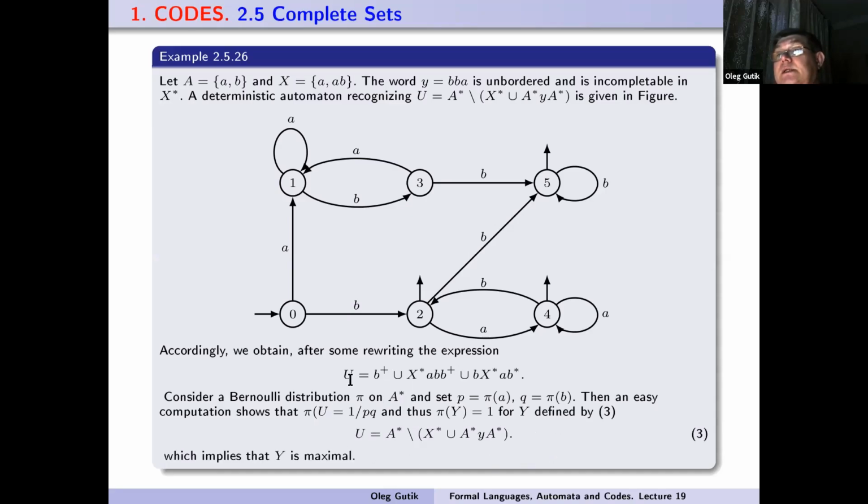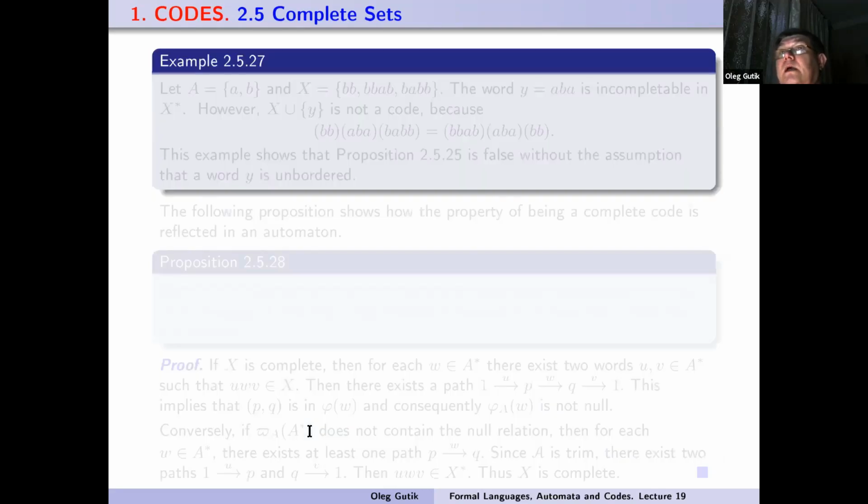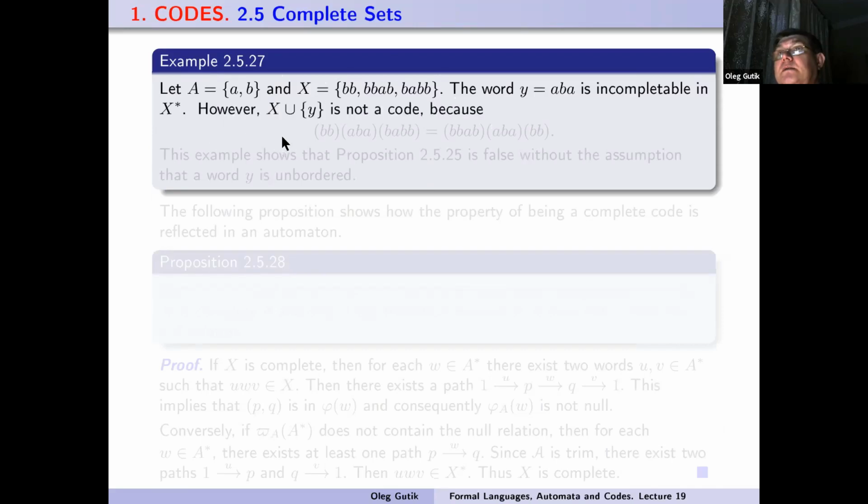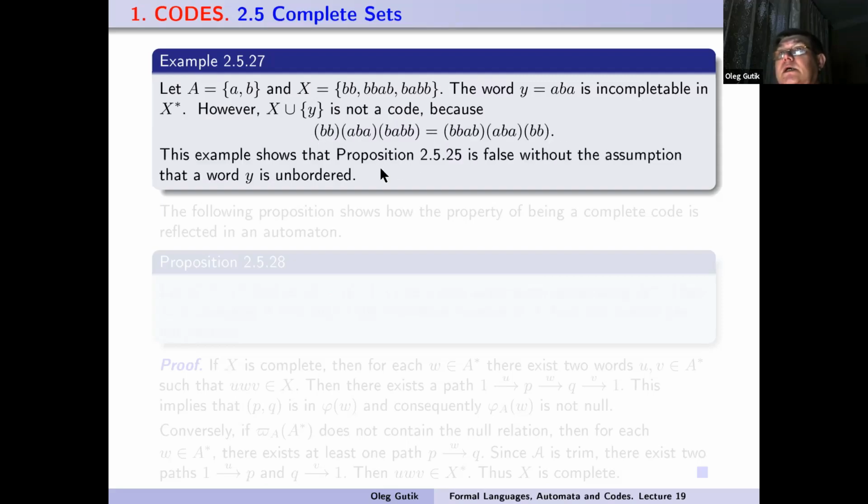which implies that the code Y capital is maximal. Next example, we consider the following alphabet and the following code. The word y, which is equal to ABA, is incompletable in the monoid X capital star. However, X union with the element y is not a code because we have such a factorization. This example shows that proposition 2.5.25 is false without the assumption that the word y is unbordered.